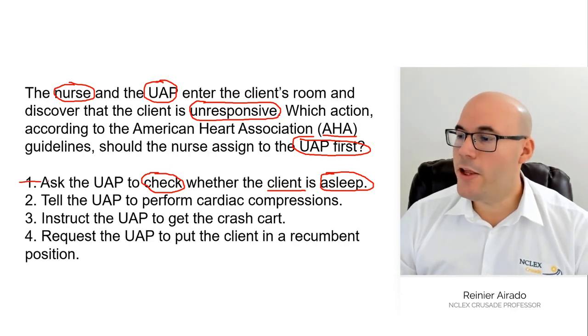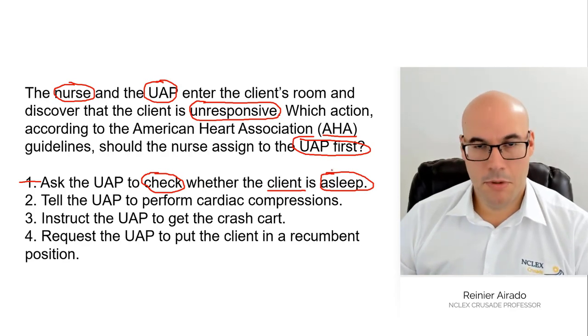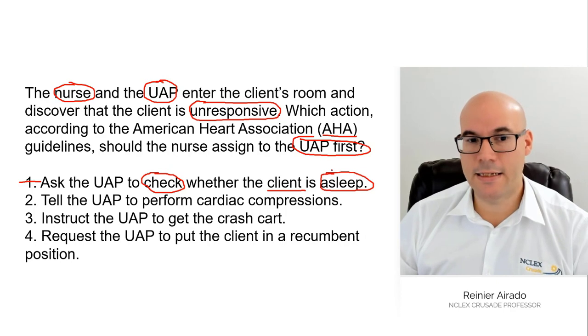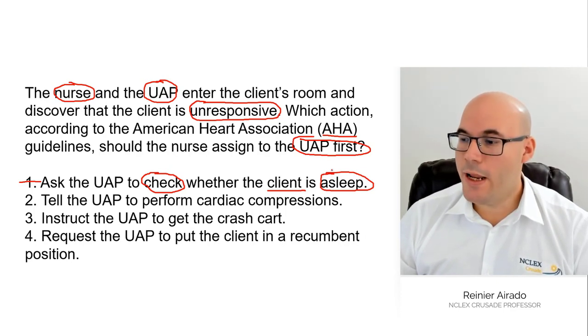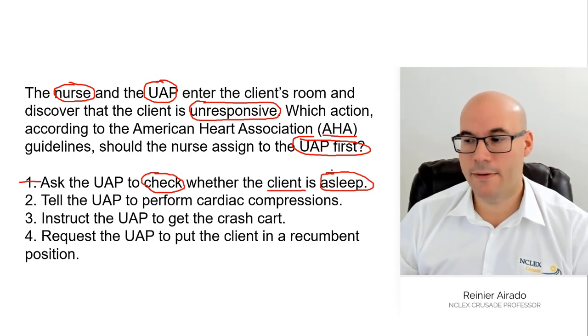Number 2 says, tell the UAP to perform cardiac compression. Let's leave number 2 as it is. Number 3, instruct the UAP to get the crash cart. I like that answer also, so let's leave it.